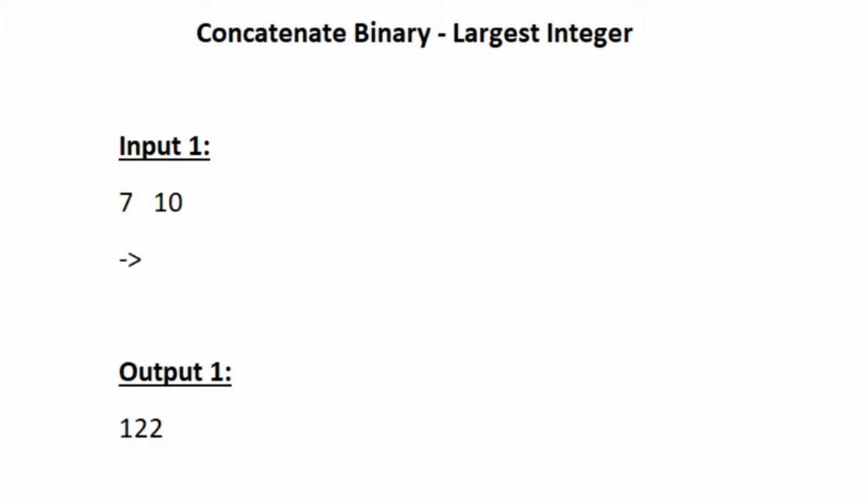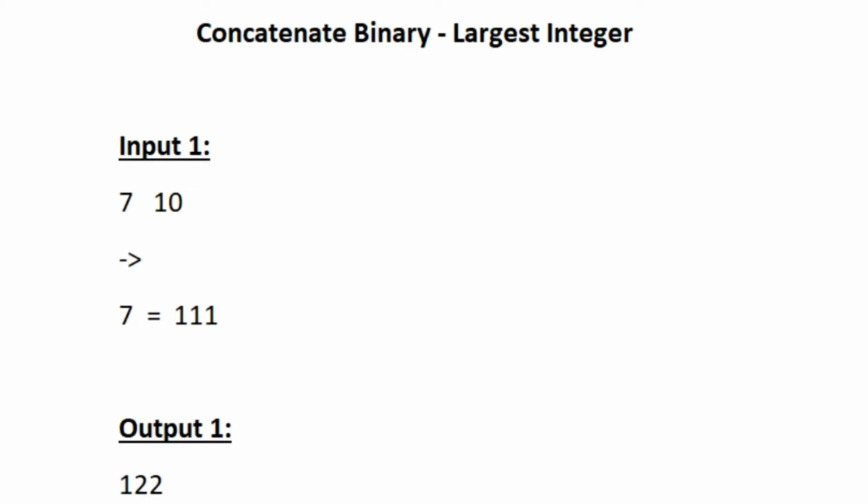So first let us find the binary representation of the integer 7. The integer 7's binary representation is 1 1 1. And then for the integer 10, the binary representation is 1 0 1 0. So now we have to concatenate these two binary integers.